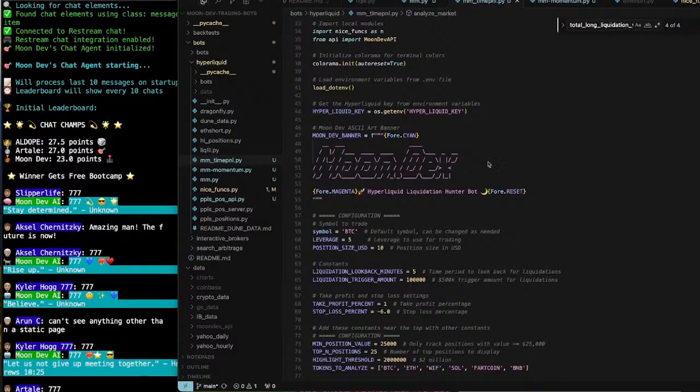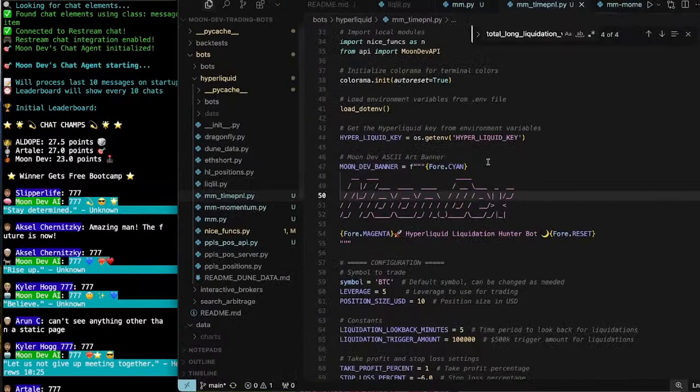I actually like this little Moon Dev thing they built for me. A little Moon Dev. It kind of said Moon Dax stuff. To be honest, it kind of looks like Moon Dax.